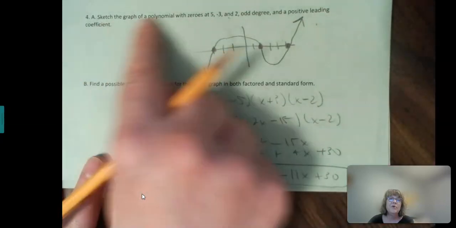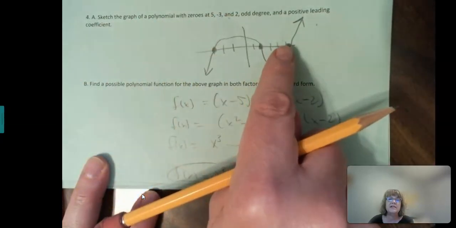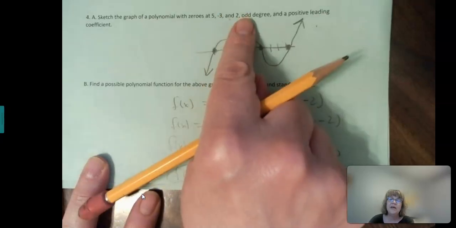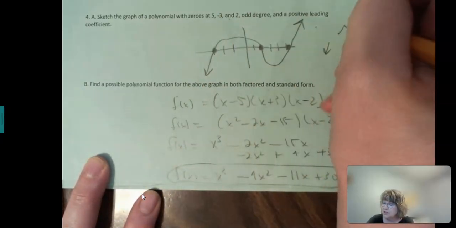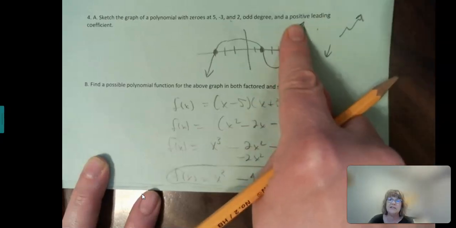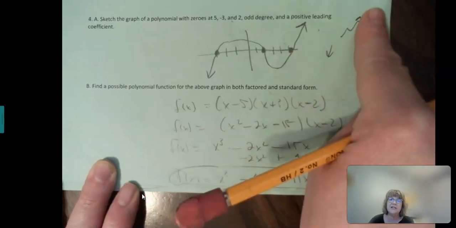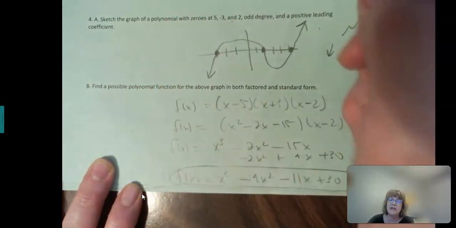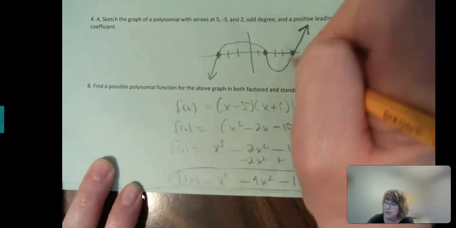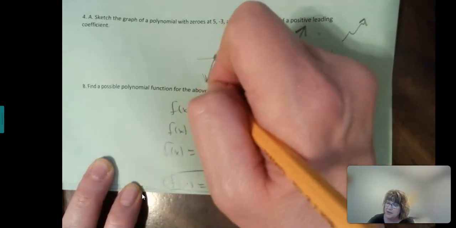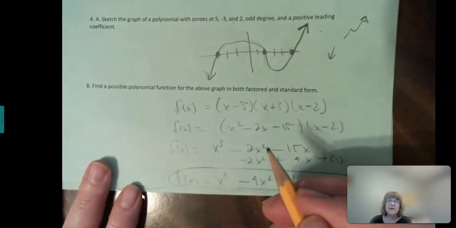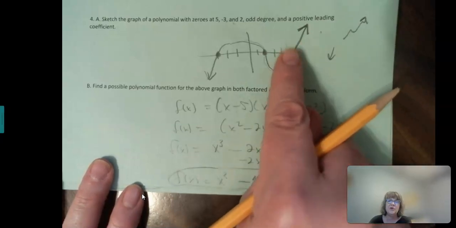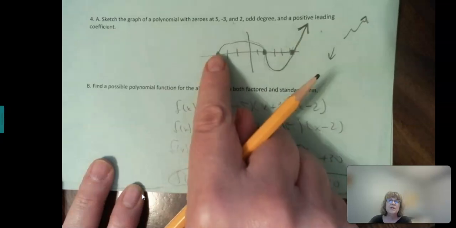All right, number 4, it should cross at 5, negative 3, and 2. The overall behavior is odd, so you know it's disco, right? Because it has a positive leading coefficient, it's not reflected. And so let's see. This is one possibility. There could be others. So I went through here, came down, picked that up, and went down there. It's possible. Just make sure it goes through, goes through, goes through.